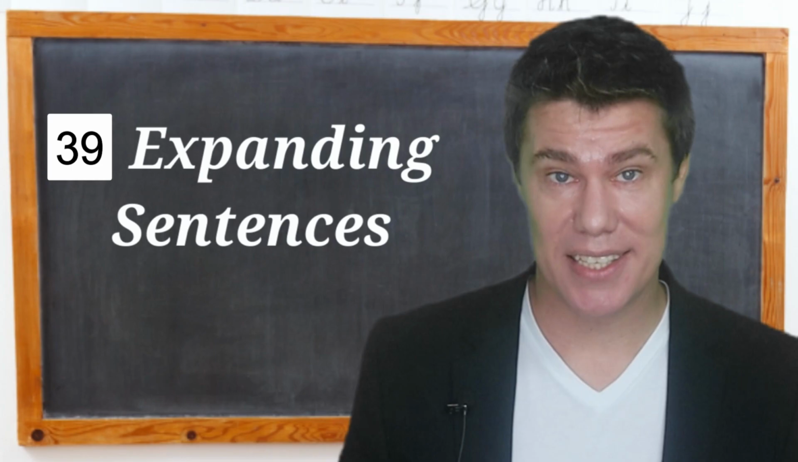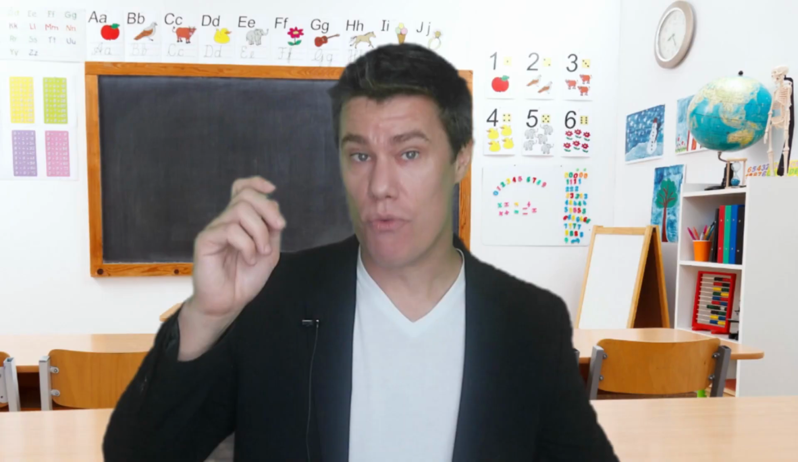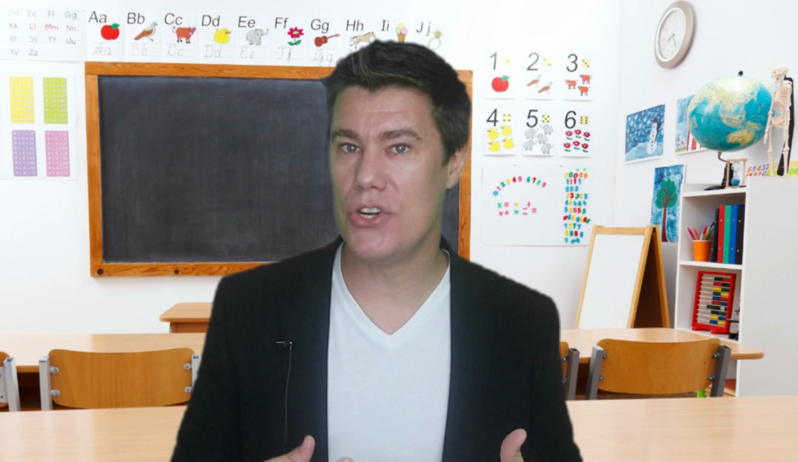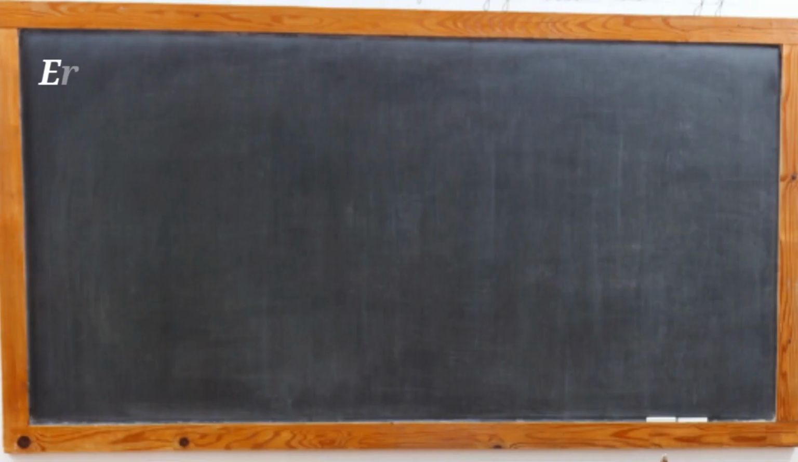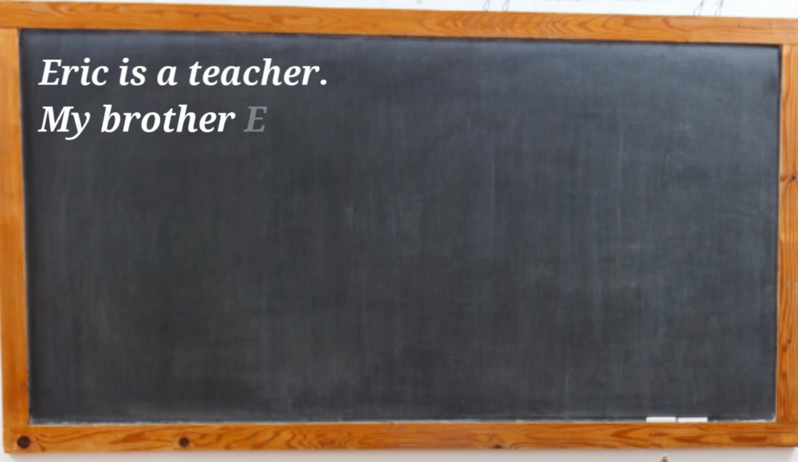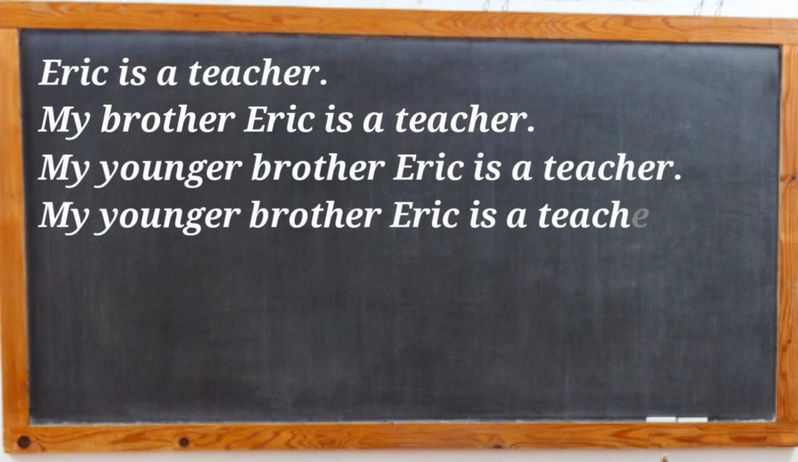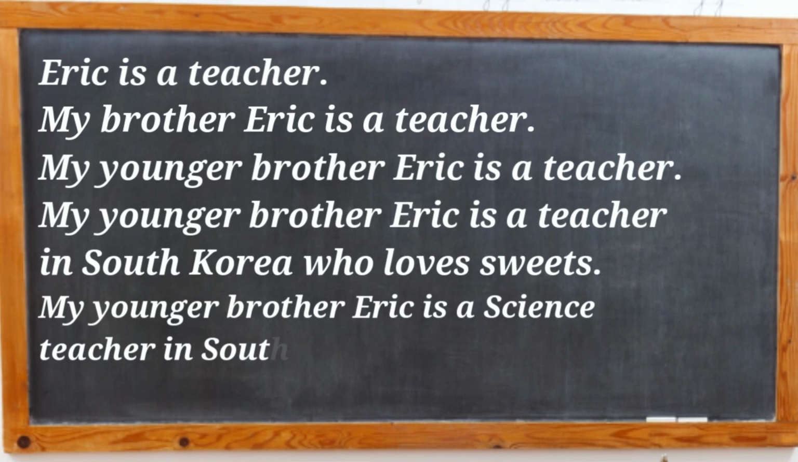Expanding sentences. Write a simple sentence on the board. Then, one by one, ask students to add words, phrases, or clauses to the sentence so it gradually expands and becomes more complex. For example, "Eric is a teacher." "My brother Eric is a teacher." "My younger brother Eric is a teacher." "My younger brother Eric is a teacher in South Korea who loves sweets." "My younger brother Eric is a science teacher in South Korea who loves sweets but lost all his teeth."